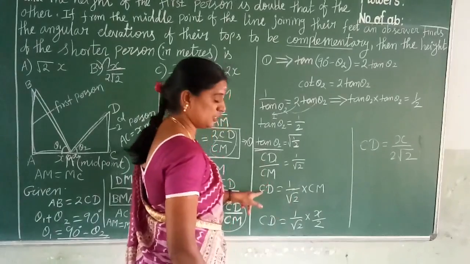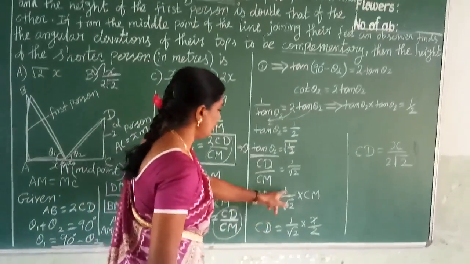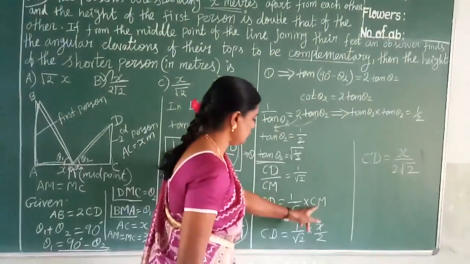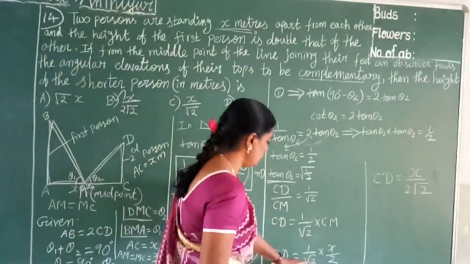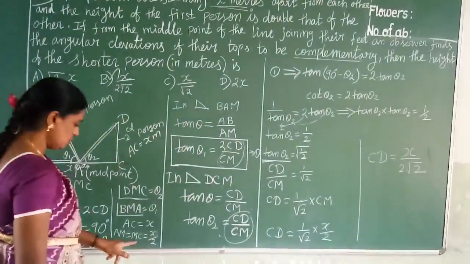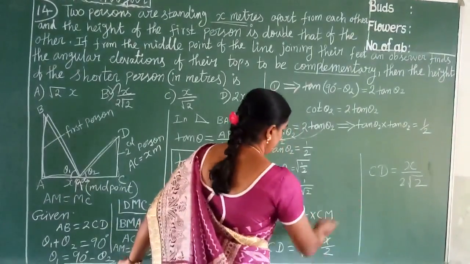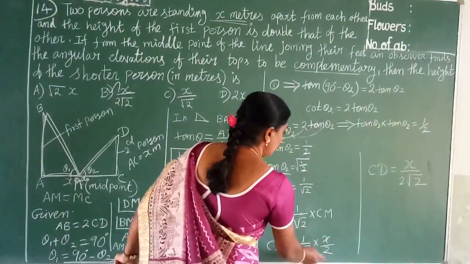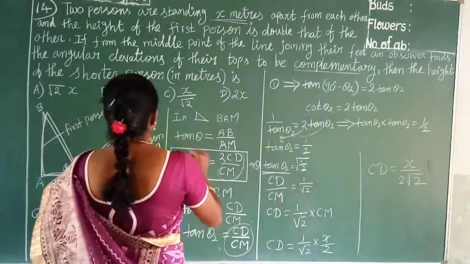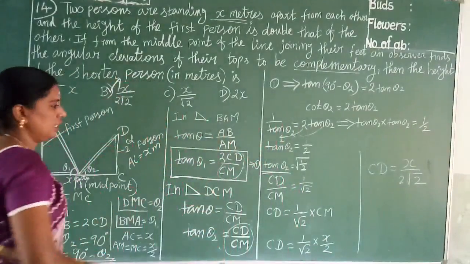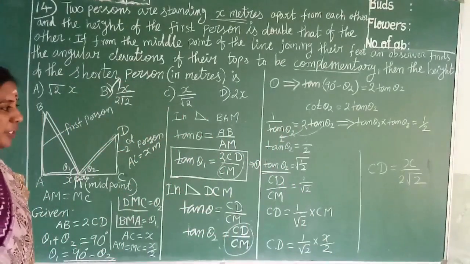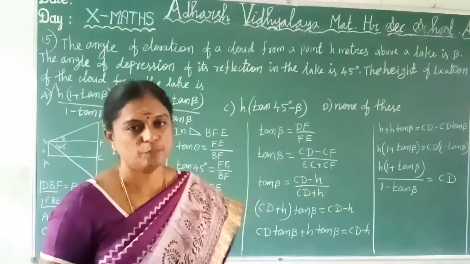We need only the distance CD. So CD is equal to 1 by root 2, and CM goes to the numerator. So 1 by root 2 into CM, which is x by 2. So CD is equal to 1 by root 2 into x by 2, therefore 1 into x by 2 root 2. Which option? Option B. Clear? So CD is x by 2 root 2.